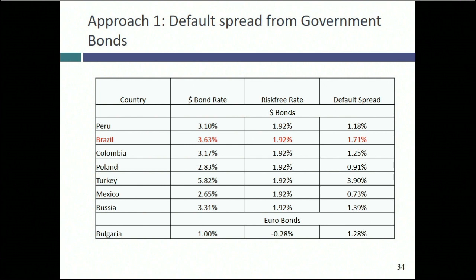So if I take Brazil, for instance, if you take the difference between their dollar rate and the US rate, Brazil has a default spread of about 1.71%. So if you want to go with the government bond approach, your default spread is going to be roughly 1.71%. File that away. You can use that as your default spread.